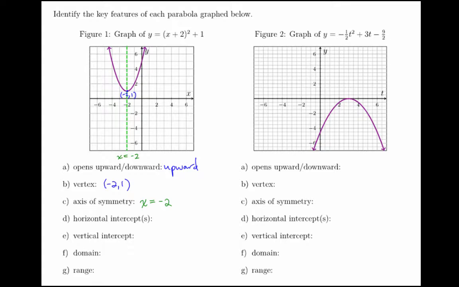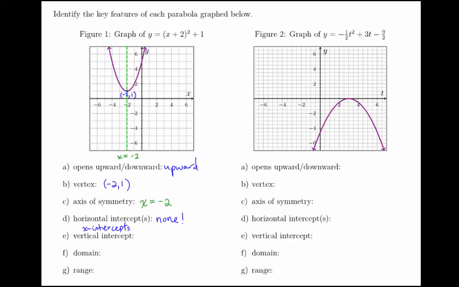The horizontal intercepts, in this case, would be where the graph passes through that x-axis. And so these are x-intercepts, since our variable on our horizontal axis is the x variable. And in this case, there are none. The vertex is above that x-axis, and this parabola points upward, so we do not have any horizontal intercepts here.